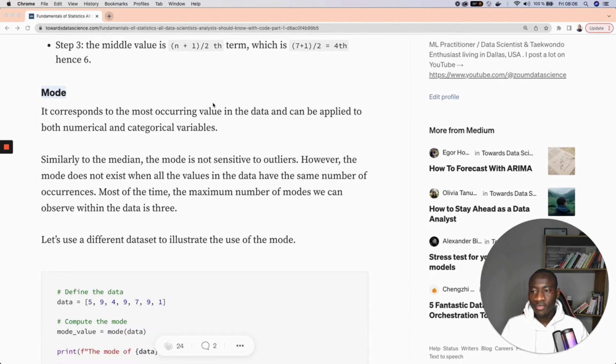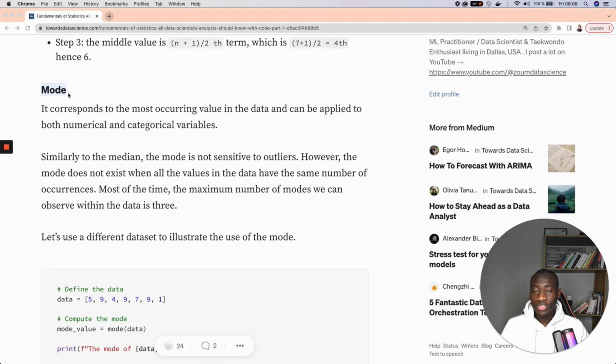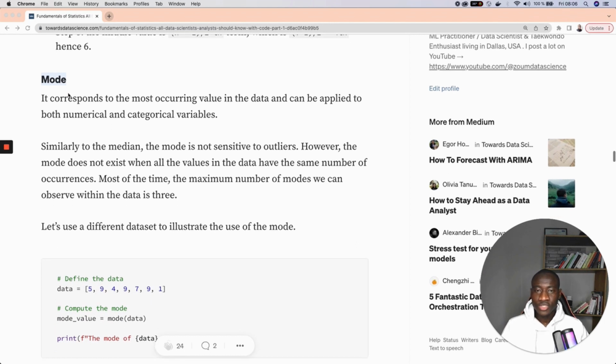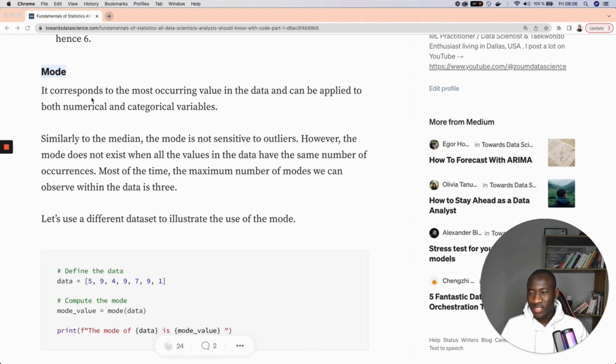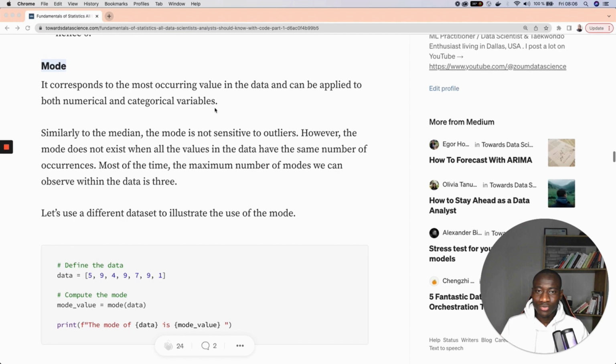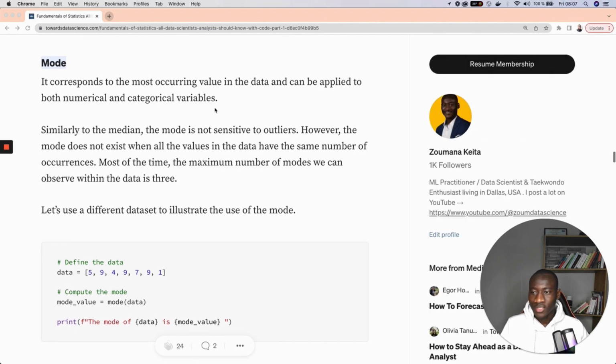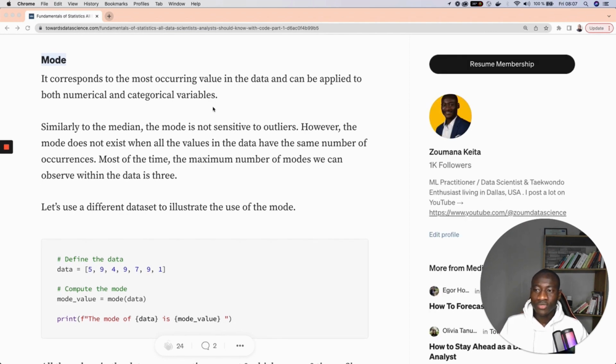analyzing. After the median, we have the third measure of central tendency, which is the mode. The mode is basically the most occurring value in the data and can be applied to both numerical and categorical values. This is important because in the case of mean and median, we cannot use categorical values because they are only bounded to numerical values. So this is one of the importance of using the mode.